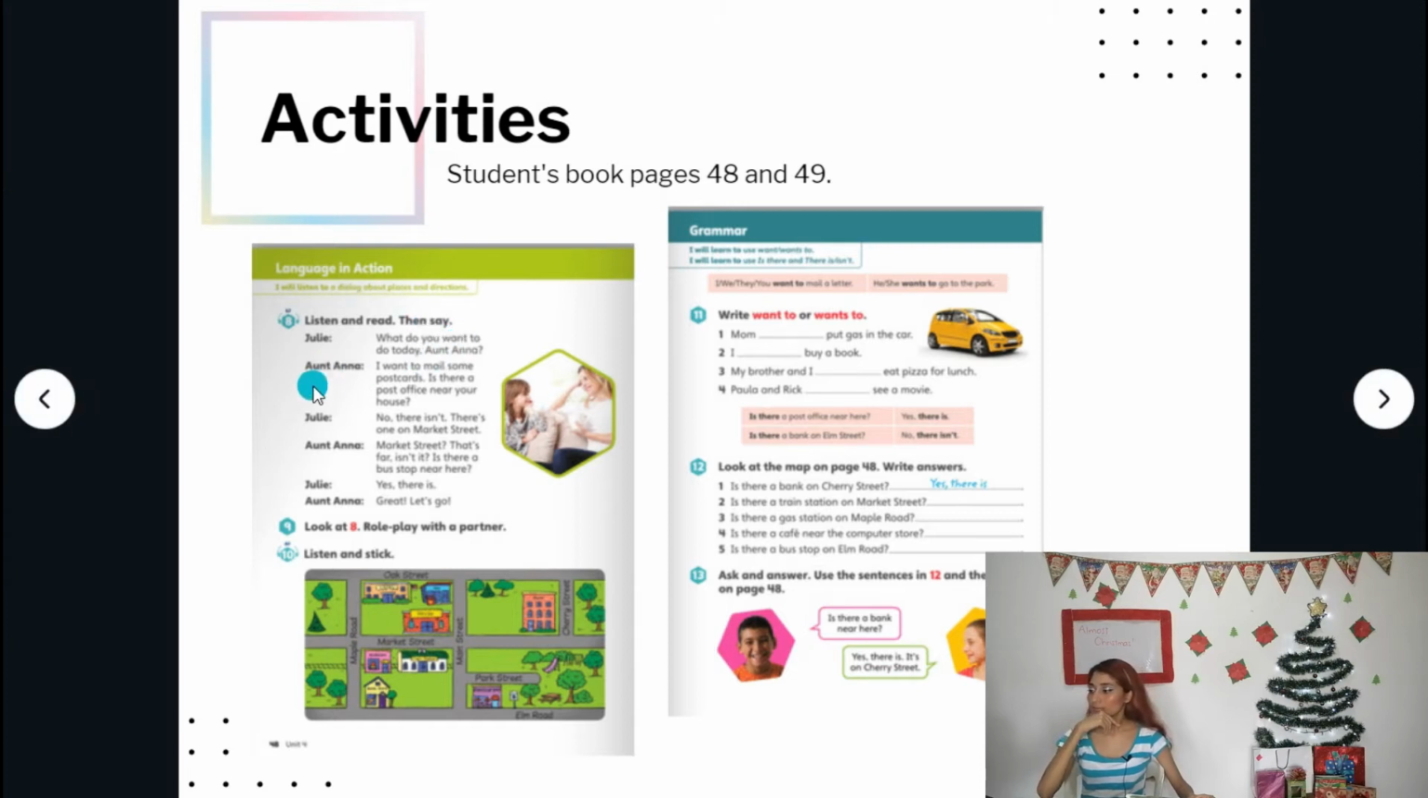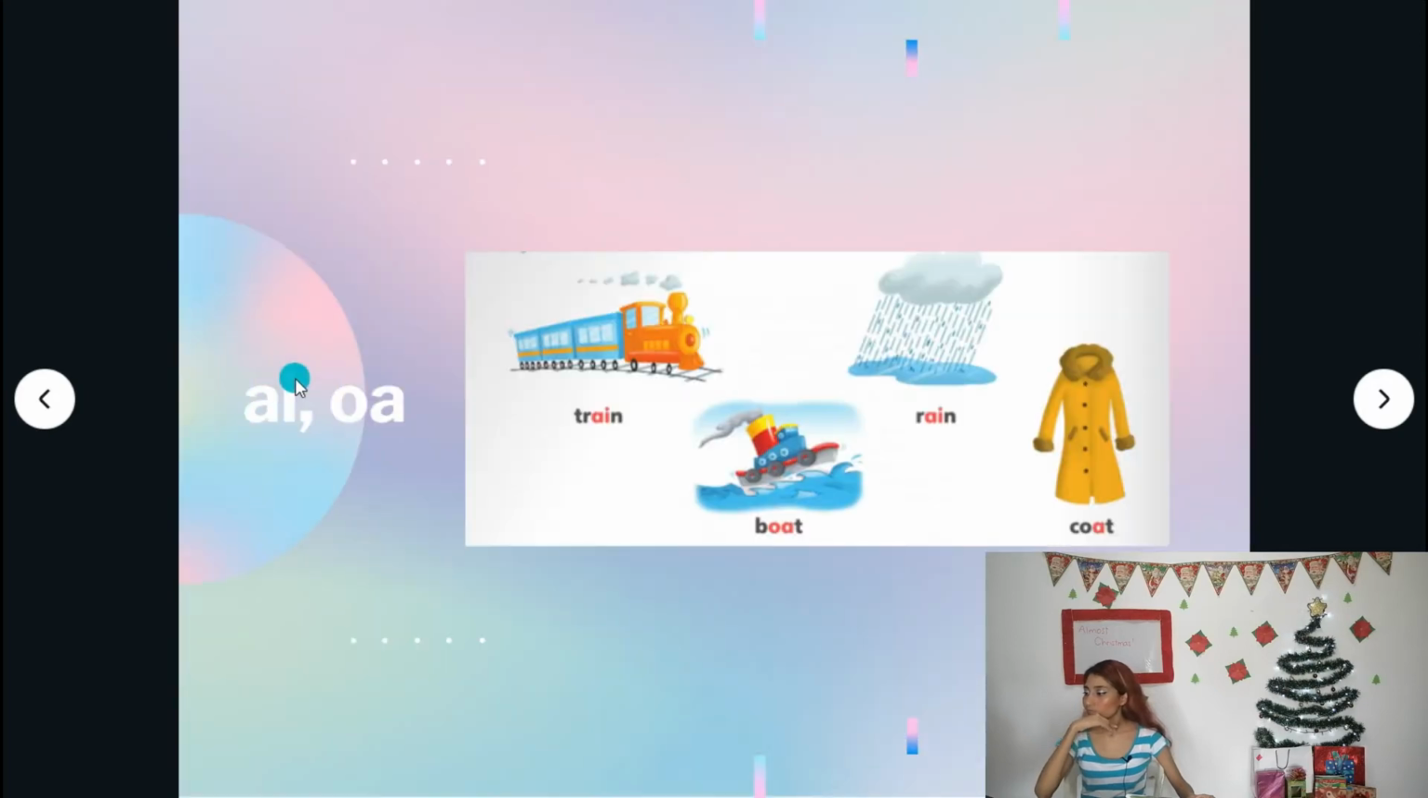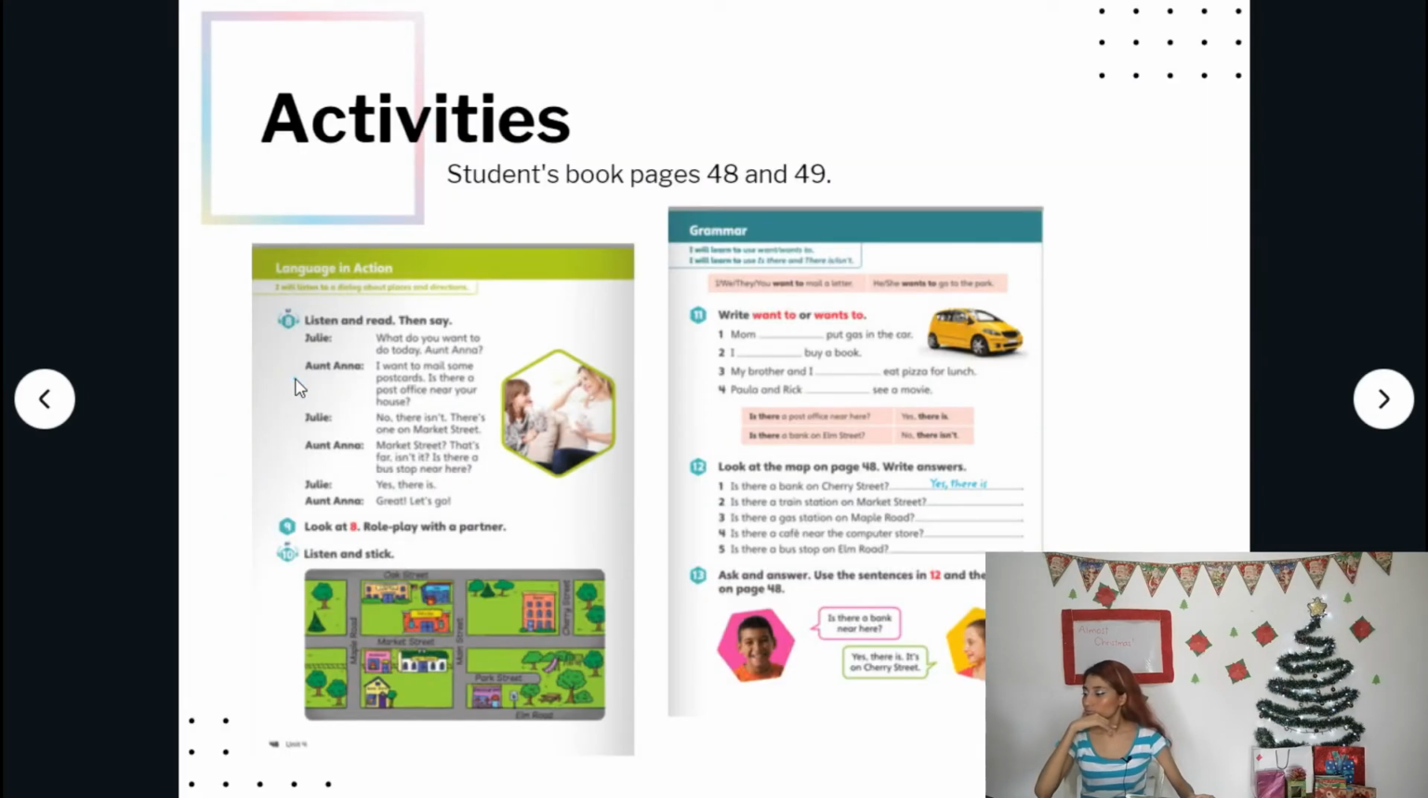What do you want to do today, Aunt Anna? I want to mail some postcards. Is there a post office near your house? No, there isn't. There's one on Market Street. Market Street? Well, that's far, isn't it? Is there a bus stop near here? Yes, there is. Great! Let's go.